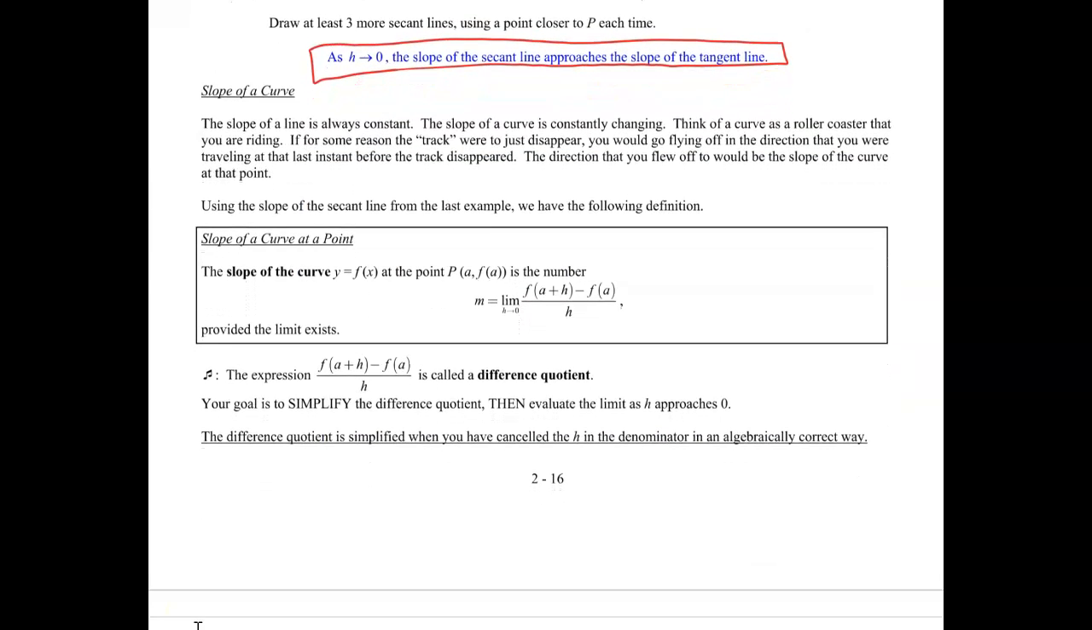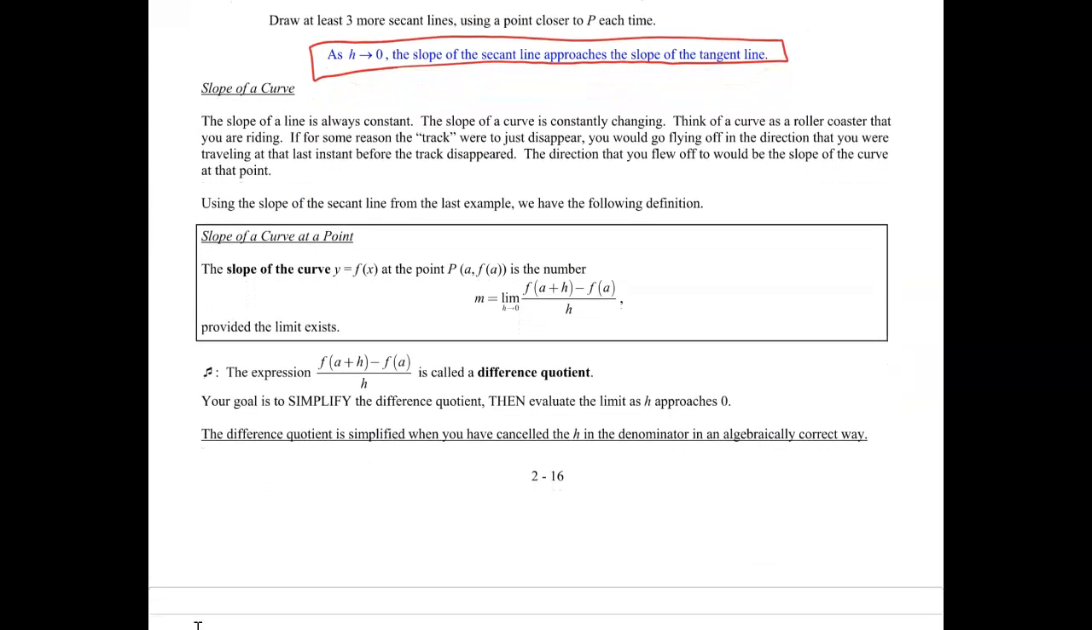So in order to find the slope of the curve, I'm always looking for a constant, so the slope of the curve is just constantly changing. So think of a curve as a roller coaster that we are riding, even though Miss Schuster hates roller coasters. If you are, for some reason, the track will just disappear. You will go flying off in the direction that you were traveling in the last instant before that track disappeared, which is extremely unfortunate. Let's avoid final destination, please. The direction you flew off would be the slope of the curve at that particular point.